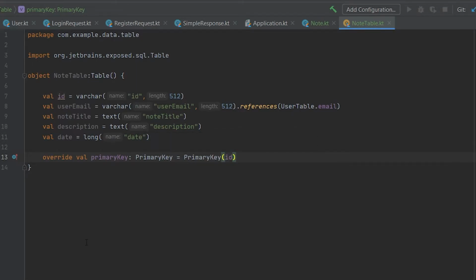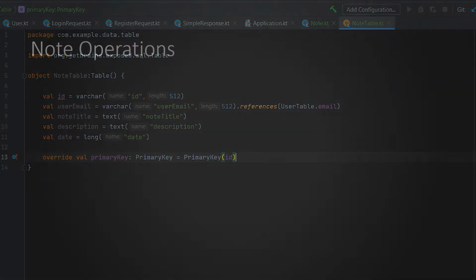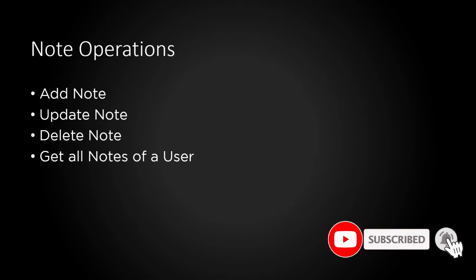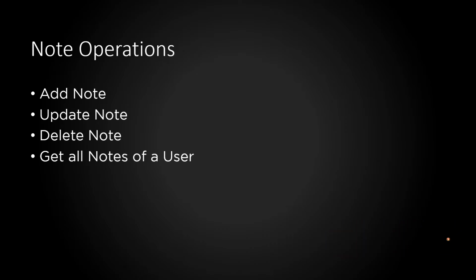Now we have to create some operations which we want to perform on our notes, and those CRUD operations are: we have to add the notes, update the notes, delete the notes, and the most important thing, we have to get all the notes of that particular user, because we have to provide a list of notes which the user has created. These are 4 functions which we are going to create.